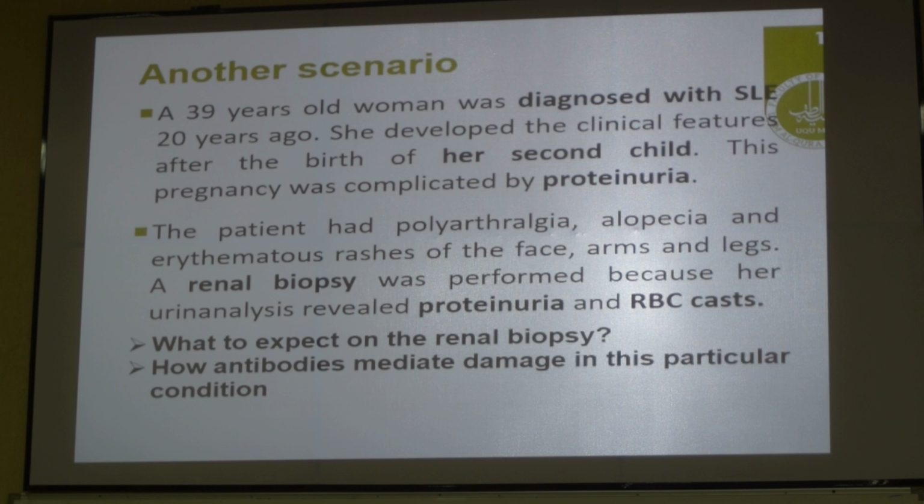The next case, a 39-year-old woman was diagnosed with SLE 20 years ago. She developed the clinical features after the birth of her second child. This pregnancy was complicated by proteinuria. The patient had polyarthralgia, alopecia, and erythematous rashes of the face, arms, and legs. A renal biopsy was performed because her urine analysis revealed proteinuria and RBC casts.